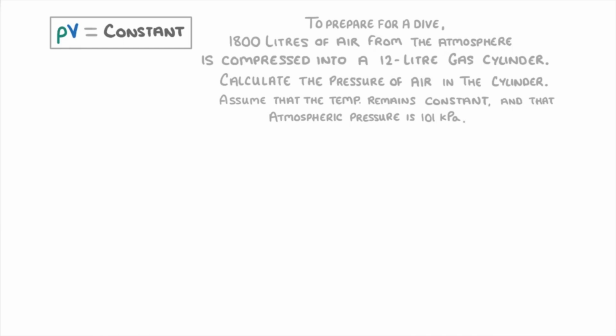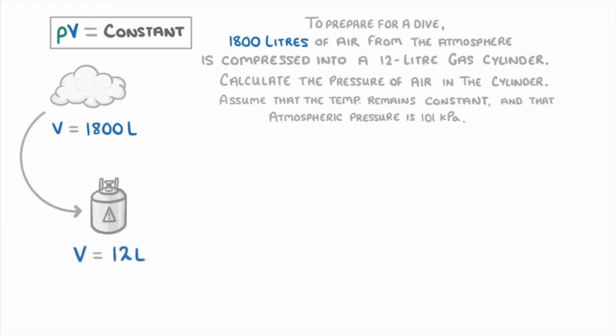In this question, it's a bit more difficult to see which values we're meant to use where. We're basically taking a volume of 1800 litres of atmospheric air and compressing it into the much smaller volume of 12 litres at an unknown pressure. The key thing to notice though is that atmospheric air will have a pressure of 101 kilopascals.